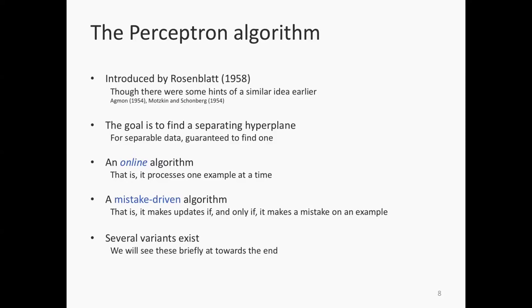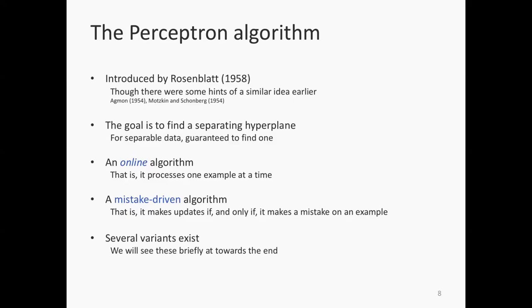Given a data set consisting of examples with labels, the goal is to find a separating hyperplane. And the amazing thing about this algorithm is if the data set is linearly separable, then it comes with this guarantee that it will find a separating hyperplane. It's an online algorithm. That means that it operates on one example at a time.